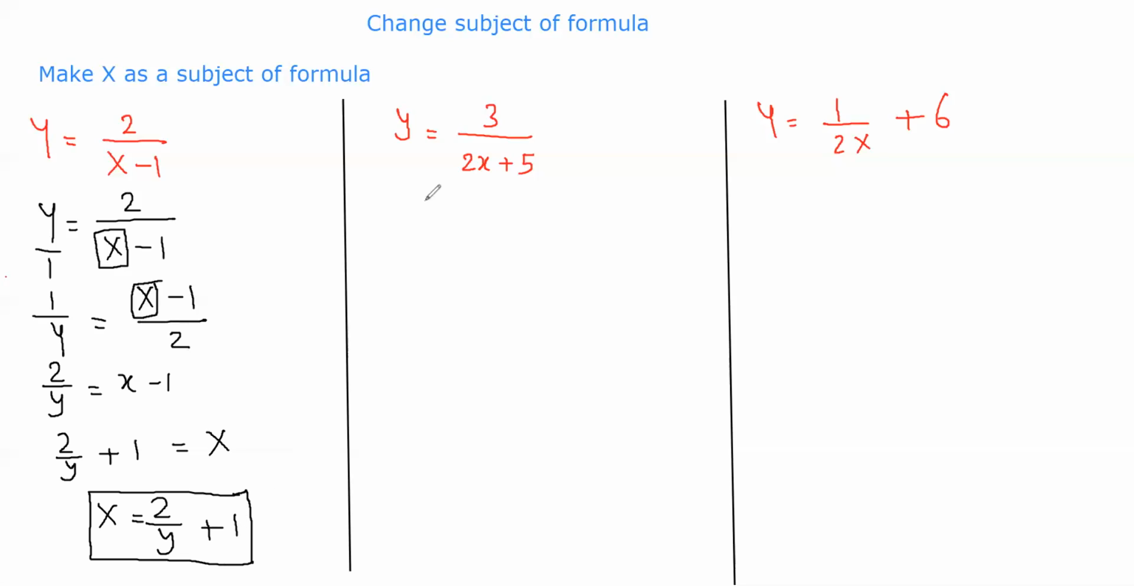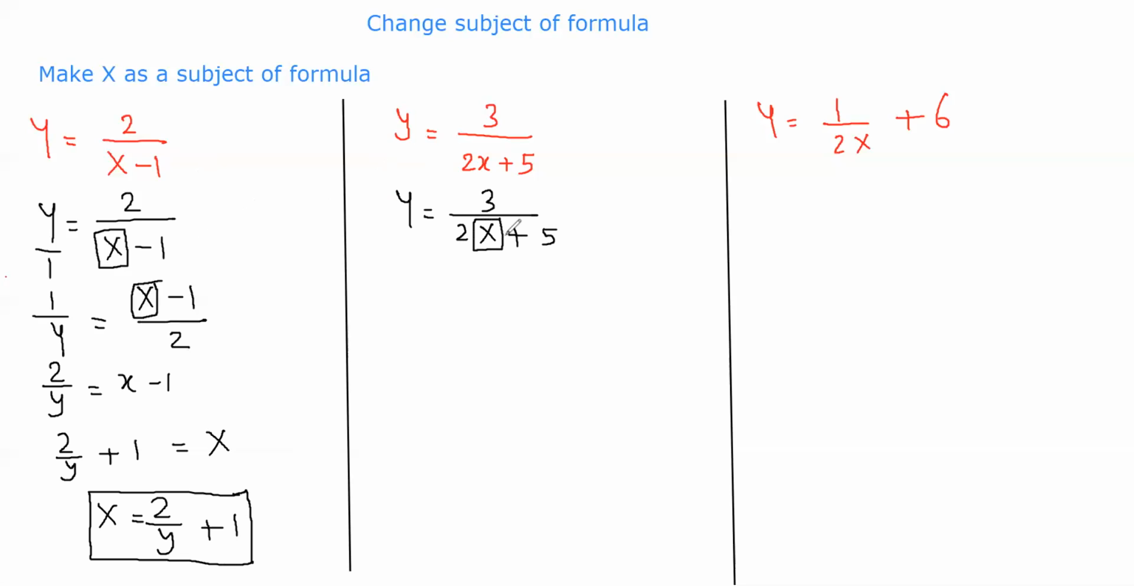Okay. Let's do the next question. This is a similar kind of question, so even if you are not getting this one, you will definitely get the other one. So y is equal to 3 divided by 2x plus 5. We have to make x the subject of the formula.